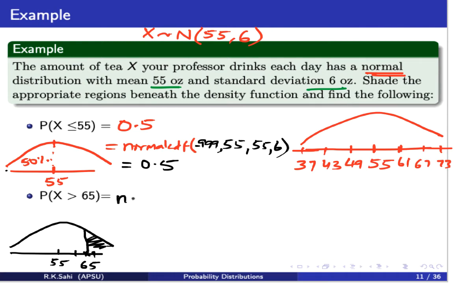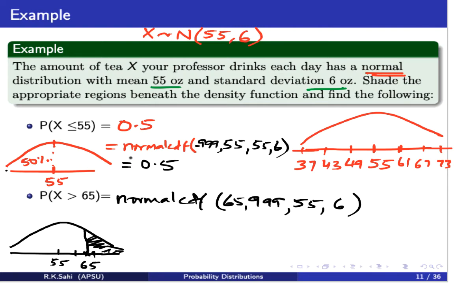Now, according to the formula, it is normal CDF. Now remember, the lower part is 65 now. The end, because x can take any values, it's a whole real line we're representing here. So we just write a bigger number, 999, and then write down the mean, which is 55, and then 6, which is, remember, our standard deviation. Then we go ahead and plug it in our calculators. Once again, I will get the calculator here for you guys.